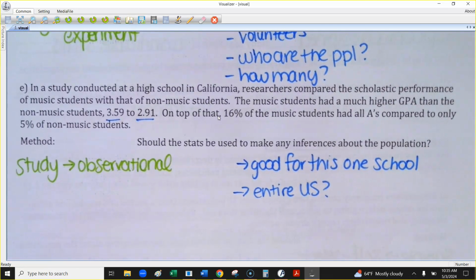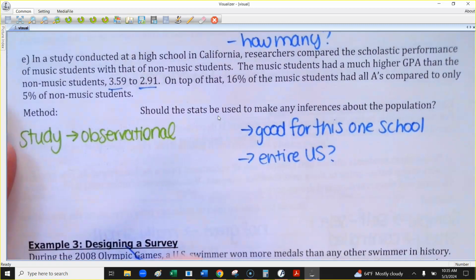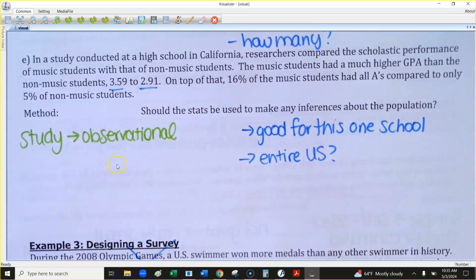Okay, and then we're not going to design a survey, so do not worry about that last question. All right.